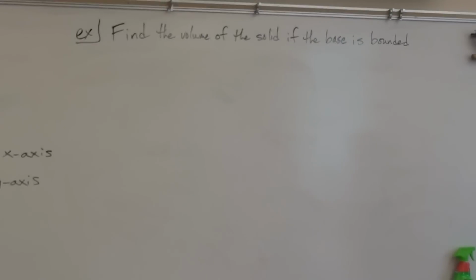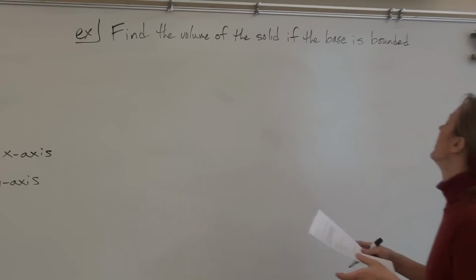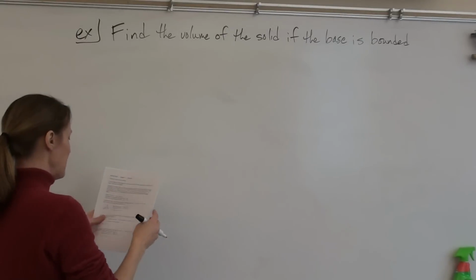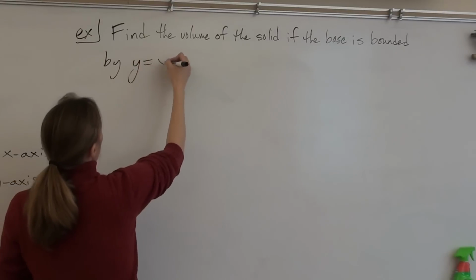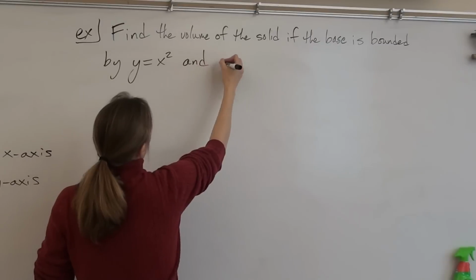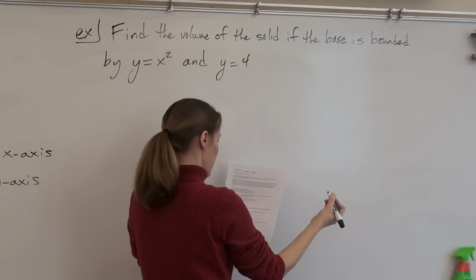Find the volume of the solid formed if the base is bounded by y equals x squared and y equals 4.